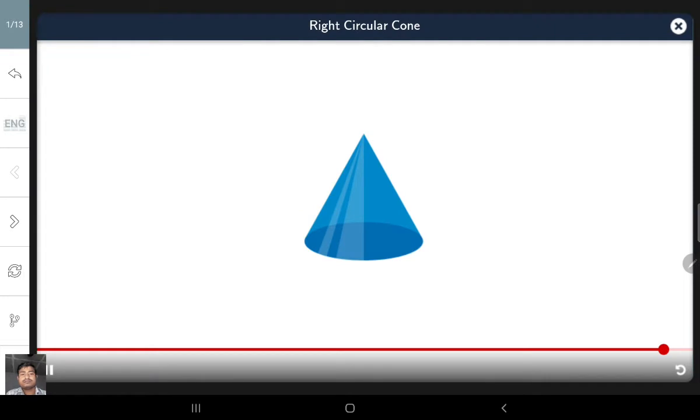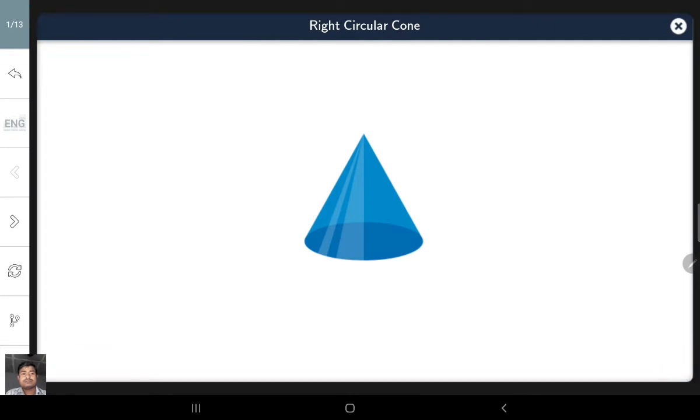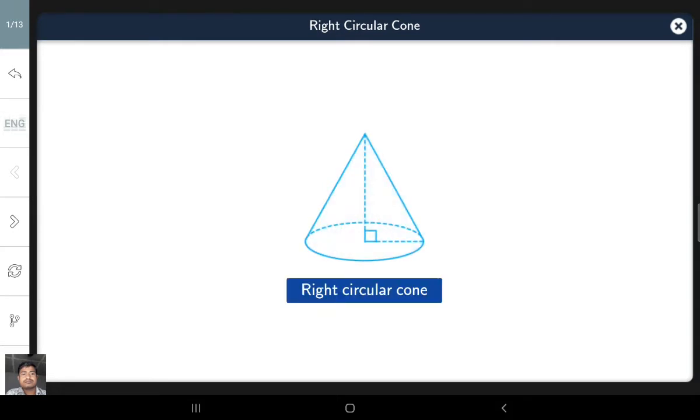The three-dimensional figure with a flat circular base rising in a curved surface that slants to a single vertex is known as a cone. A cone is called a right circular cone if its axis, the line joining the center of the base circle to the vertex, is at a right angle to the base.